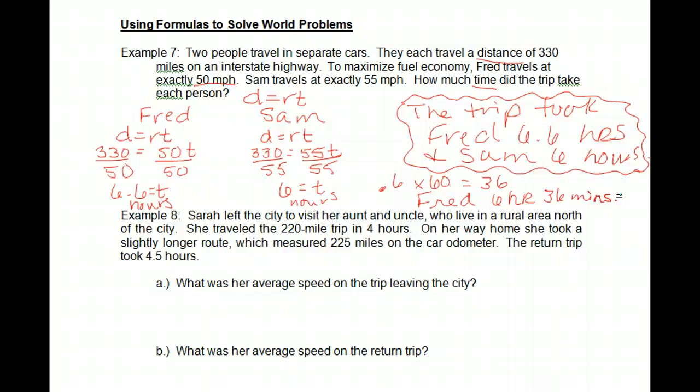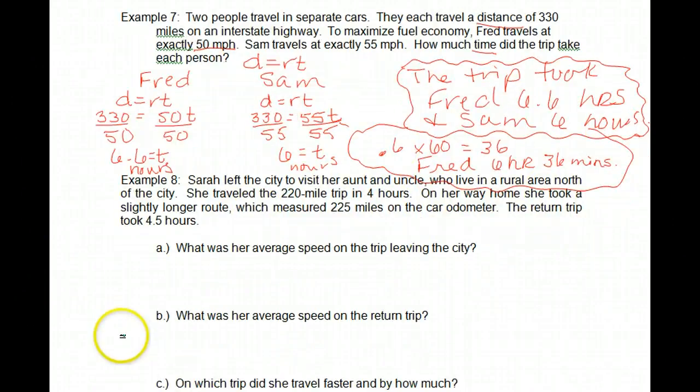Sure, we could look at that and say 6.6 is close to 6.5. And now that you're looking at that and saying 6 hours and 36 minutes, it's probably easier to see that it's close to 6.5. But please keep this in mind, that you may need to convert your decimal to minutes at some point in your future, and you need to know how to do that. Okay, let's look at example 8.